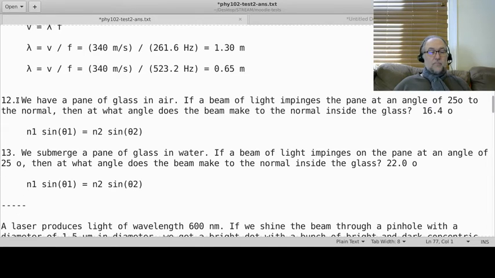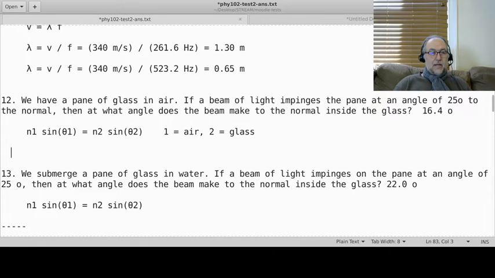Question number 12 is basically a question for refraction. Actually, 12 and 13 are refraction, and there's the formula. The answer was 16.4. Let's see how we can arrive at that. So what do we have here? We have a pane of glass in air, so the two materials are air and glass. Number one is going to be air. Let's use the subscript 1 to refer to air, and the subscript 2 to refer to glass.